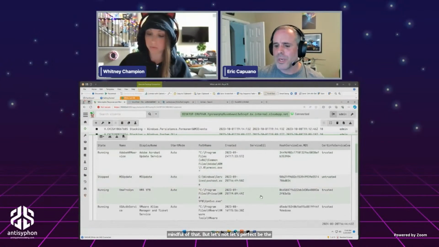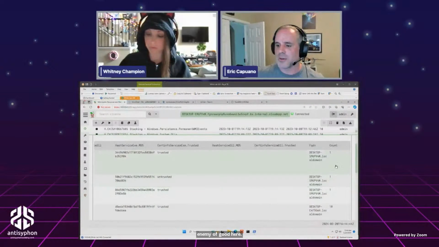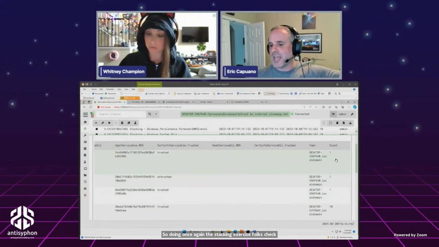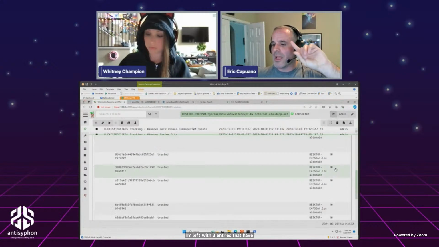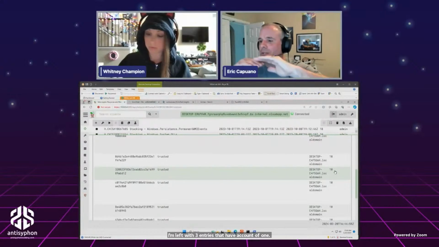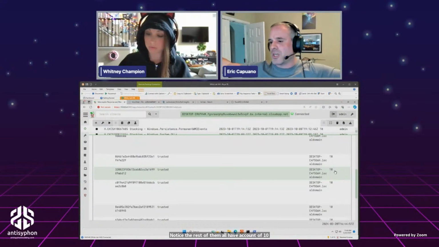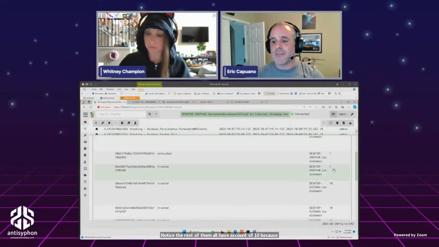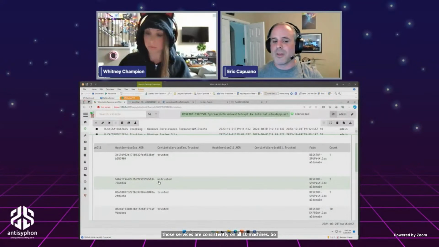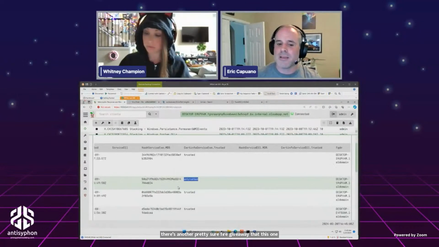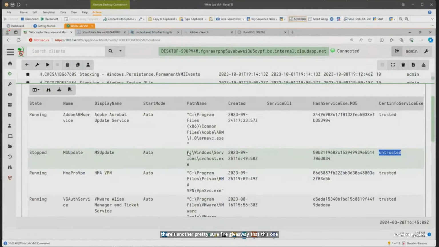So doing, once again, the stacking exercise, folks, check this out. Just by filtering out the svchost -k entries, I'm left with 3 entries that have a count of 1. Notice the rest of them all have a count of 10, because those services are consistently on all 10 machines. So that's not much to look through here. And furthermore, there's another pretty surefire giveaway that this one here might be the one we care about. That path name there is also something that we previously observed in one of the previous labs, right?